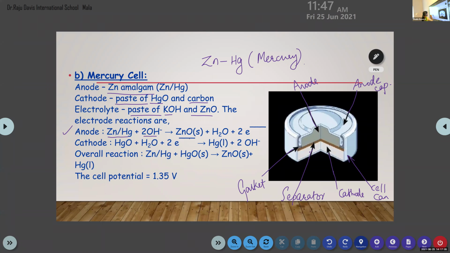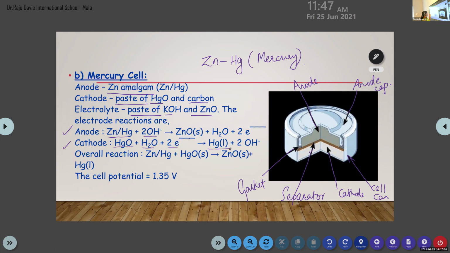Okay. And in the cathode, this mercuric oxide reacts with water and receives electrons to form mercury. Here this oxygen is lost, right? Oxygen is lost by this mercuric oxide and it becomes mercury. So it is considered as a reduction reaction.